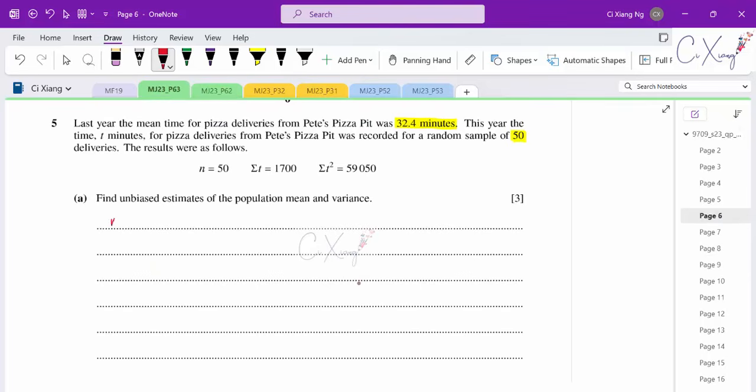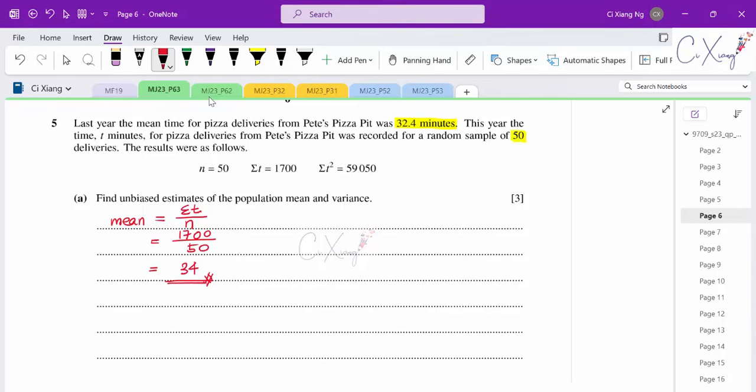To calculate the unbiased estimate of the population mean, it is the summation of x divided by n. So what's the summation of x here? Sorry, for now I cannot use x, because in our question it is t. So the summation of t is 1700, then divided by 50. So my unbiased estimate for the population mean is 34.